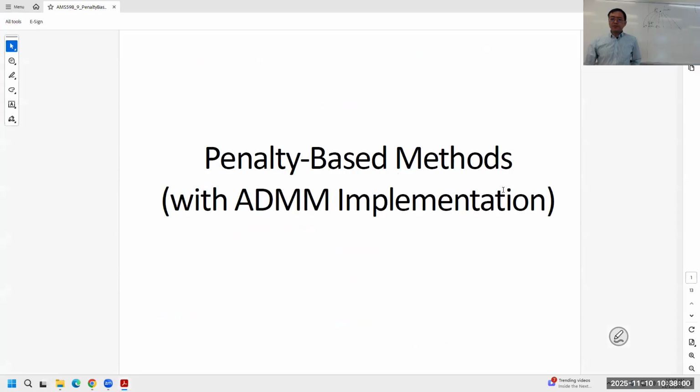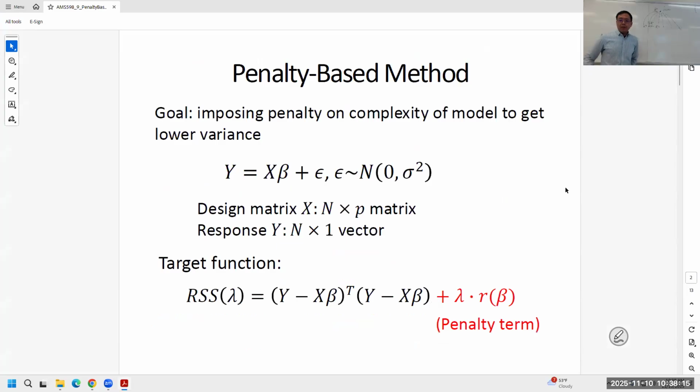All right, so that's about the group projects. Now next, let's talk a little bit about the penalty-based methods, with the ADMM implementation. Penalty-based methods are becoming more and more popular in practice. Let me first introduce the penalty-based method, then I will tell you why it has become more and more popular.